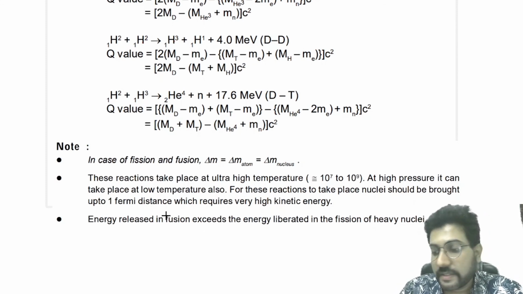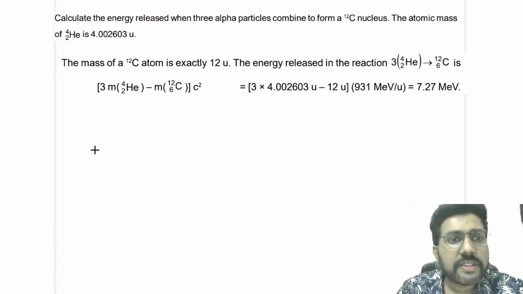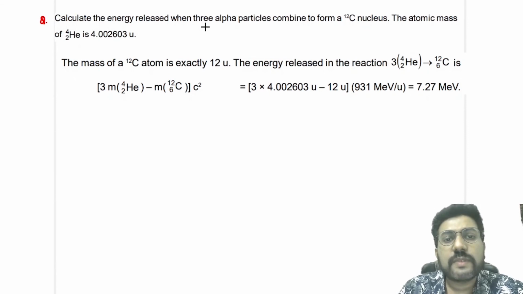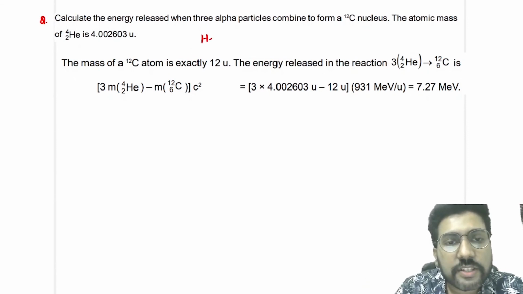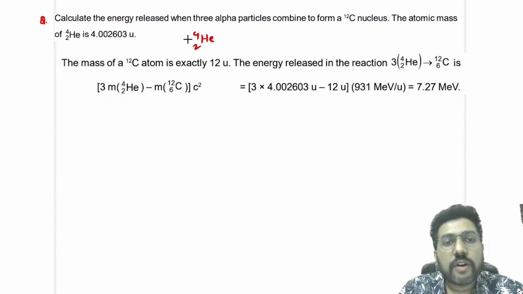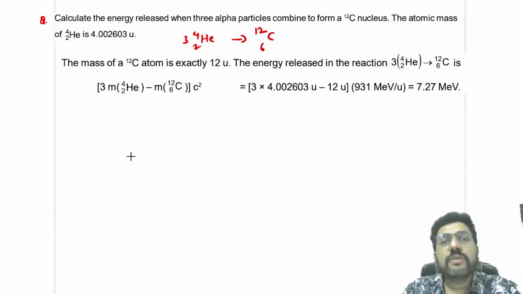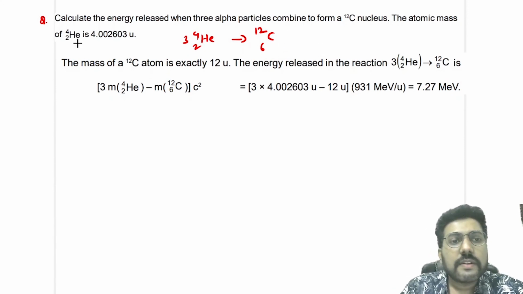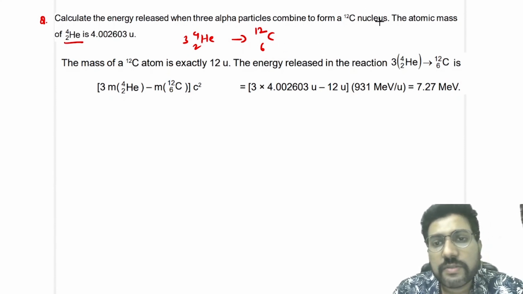Now let us do one question. In this question it is given to you, calculate the energy released when 3 alpha particles, that means 3 2He4, combine to form a C12 nucleus. You know that energy released is mass of reactant minus mass of product into C squared. So they have given you the mass of reactant, they have given you the mass of product.